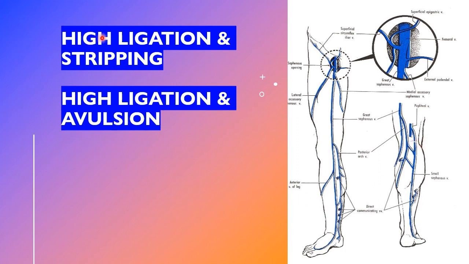So this is known as high ligation of the saphenous vein and stripping of the long saphenous together with the short saphenous vein. Sometimes if the varicosities are very big, then you may have to individually avulse the individual varicose veins, and that is known as avulsion. So this high ligation and stripping is one of the most common open surgical methods used for the treatment of very severe varicose veins with complications.